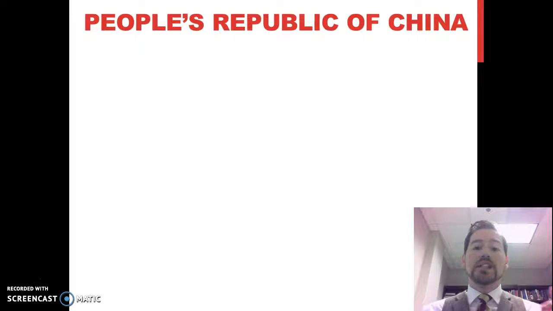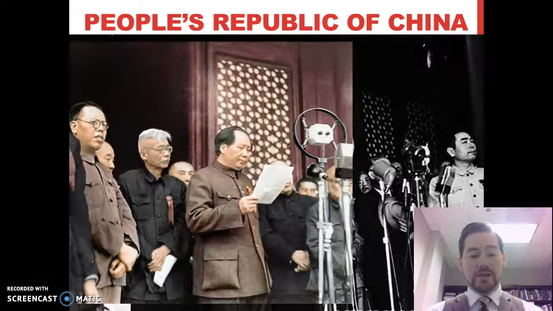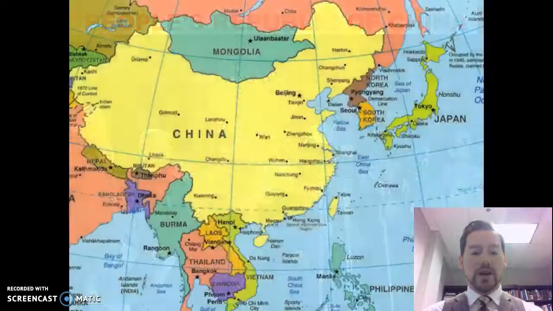and they stick around for more than a decade until we get to this moment on October the 1st, 1949, when Mao declares the establishment of the People's Republic of China. You can see this image of Mao standing at a microphone declaring that this People's Republic of China exists. This is a color image from the same moment, a little different angle, but you can see Mao is declaring this People's Republic of China. The communists win. The communists defeat the nationalists. The nationalists, under Chiang Kai-shek, have to run.